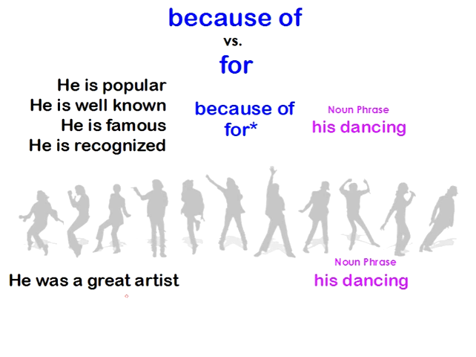But let's look at this sentence down here on the bottom. He was a great artist. If I want to describe why he was a great artist, I could say he was a great artist because of his dancing. Again, I'm using the noun phrase. However, I cannot say this: he was a great artist for his dancing. No, I cannot say that type of sentence. I cannot use for to describe this. And you're thinking, why? I'm using a noun phrase. Why can I not use for?